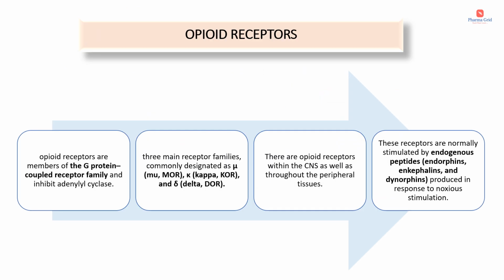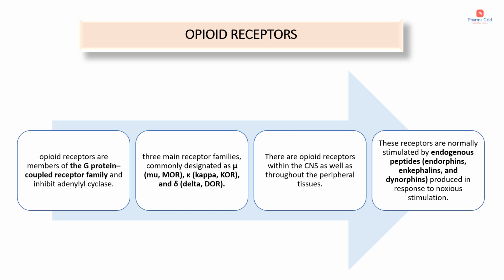Now moving on to the opioid receptors. These opioid receptors are members of the G protein coupled receptor family and inhibit adenyl cyclase. Three main receptor families are commonly designated as mu, kappa and delta. There are opioid receptors within the CNS as well as throughout the peripheral tissues. These receptors are normally stimulated by endogenous peptides. Examples of endogenous peptides include endorphins, enkephalins and dynorphins. These endogenous peptides are produced in response to noxious stimulation.